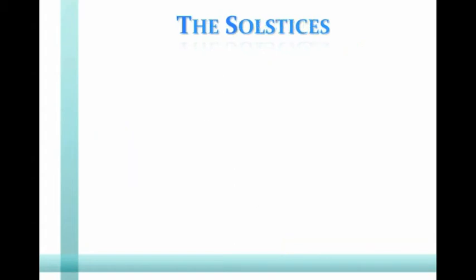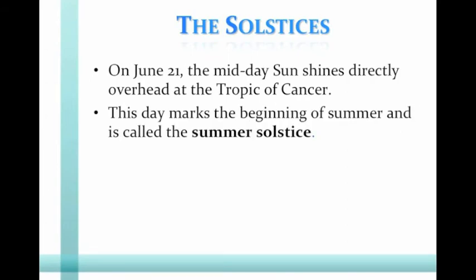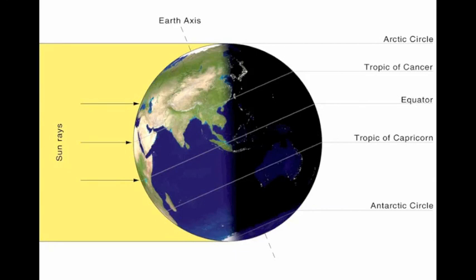The solstices. On June 21st, the midday sun shines directly overhead at the Tropic of Cancer. This day marks the beginning of summer and is called the summer solstice. Study the angle of the sun's rays on the Tropic of Cancer. The sun is said to be directly above the Tropic of Cancer as the angle of the sun's rays on the surface of the Earth is 90 degrees. The day this happens thus marks the summer solstice.